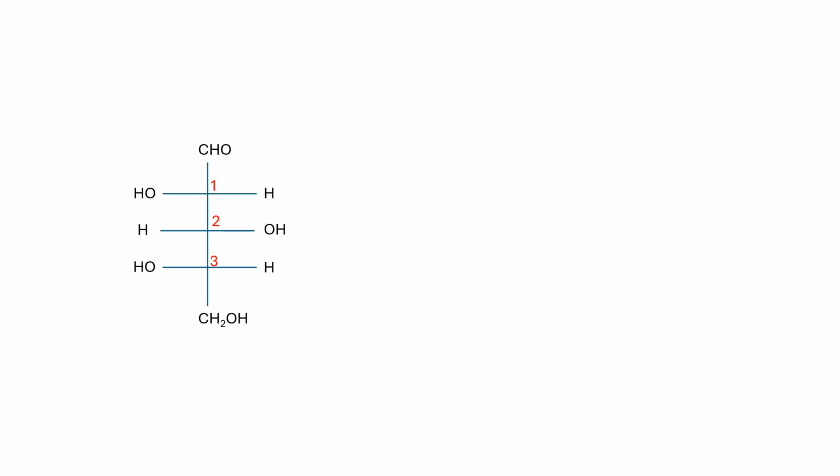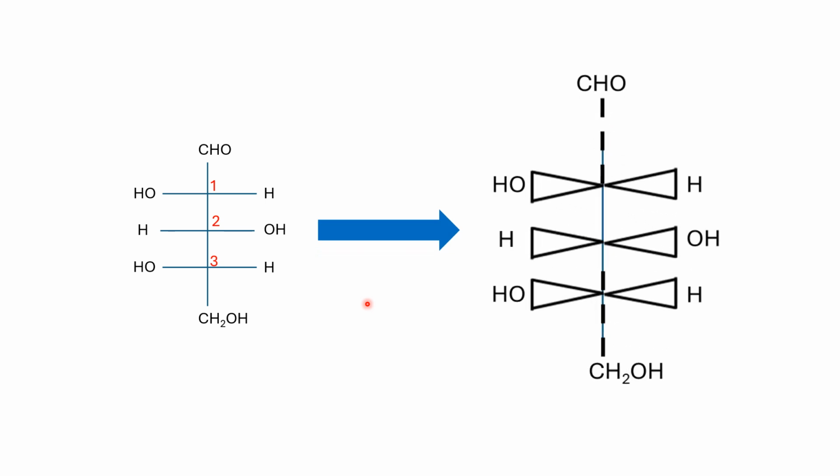Let's consider the given example. According to this, we have three chiral centers. We know now that we can rewrite this structure like this. We have vertical lines, which we can consider as being in back, and horizontal lines as being in front. Considering the chiral centers one by one, let's consider the first chiral center.